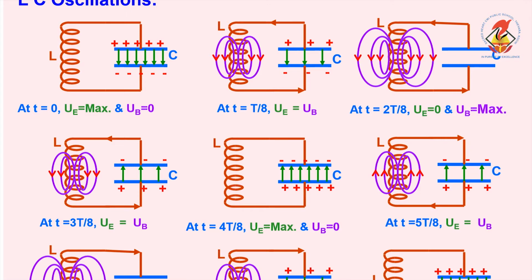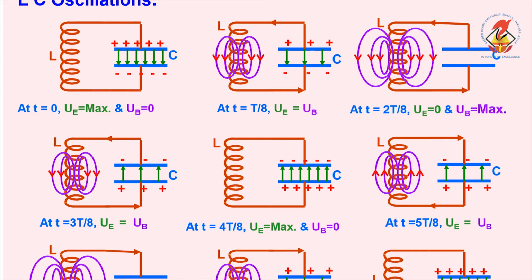So in the first figure, energy stored in the capacitor is maximum and energy stored in the inductor is 0. Now, since the capacitor is fully charged, current will flow through the capacitor towards the inductor. Look at the second figure. At a time t by 8, that means 1 by 8th of the time period, the energy in the capacitor decreases, and that energy is moving towards the inductor. So the current will flow from capacitor to inductor and magnetic energy will be generated across the inductor.